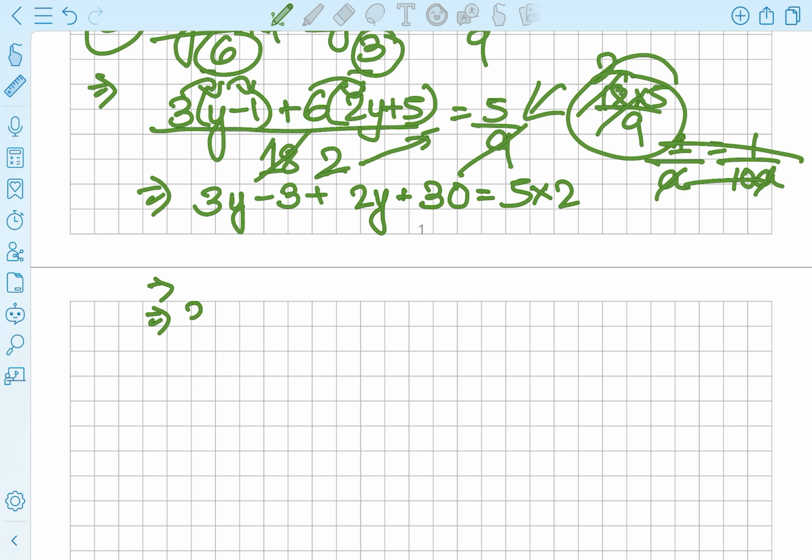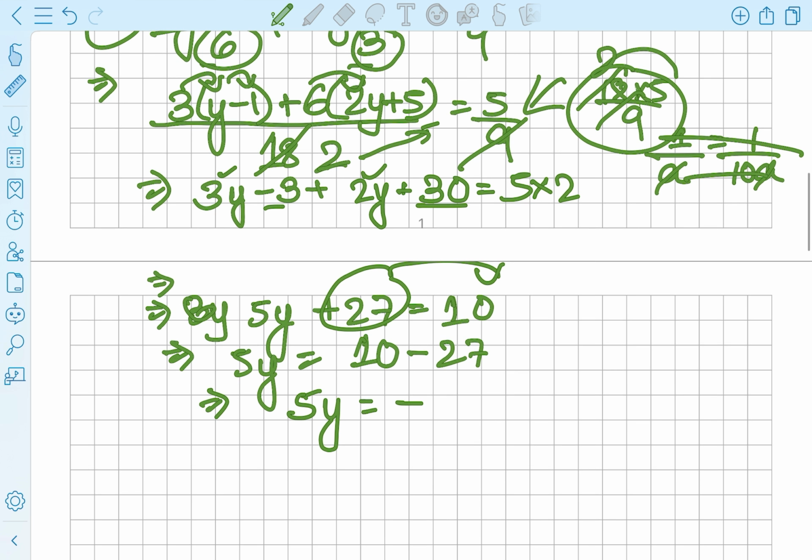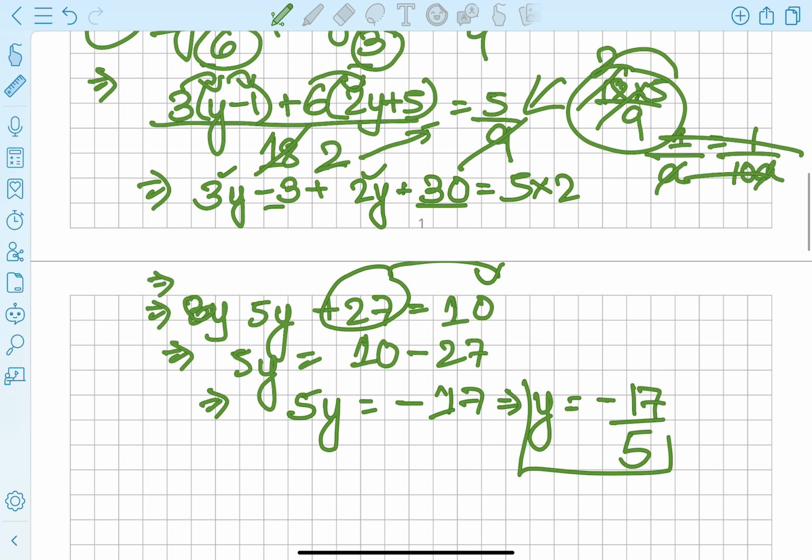So we will get 3y, then 3y plus 2y, it will become 5y. 30 minus 3 will become plus 27, and here we'll have 5 into 10, which is 10, right? After that, let's do 5y. 5y will be 10 minus 27. We are transposing this to this side. So 5y equals to minus 17. That means y will be minus 17 by 5, and that is going to be our answer.